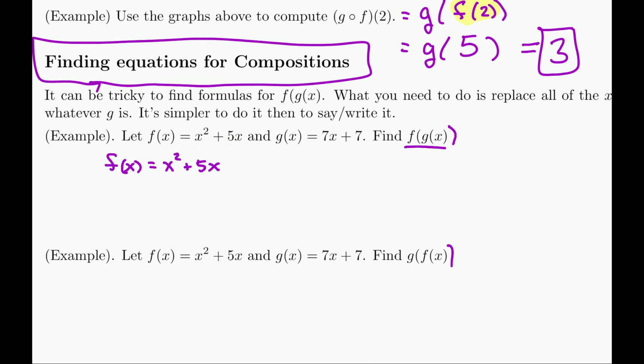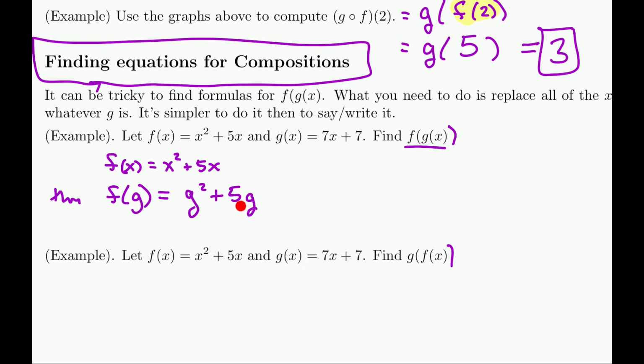Okay, well, if f of x is x squared plus 5x, then that says, believe it or not, f of g would be what? Well, I just replaced the x with the g, right? So let's replace these x's with g's. f of g would be g squared plus 5g, right? So all I did was I started with f of x, I replaced all the x's with g's, and I got this.